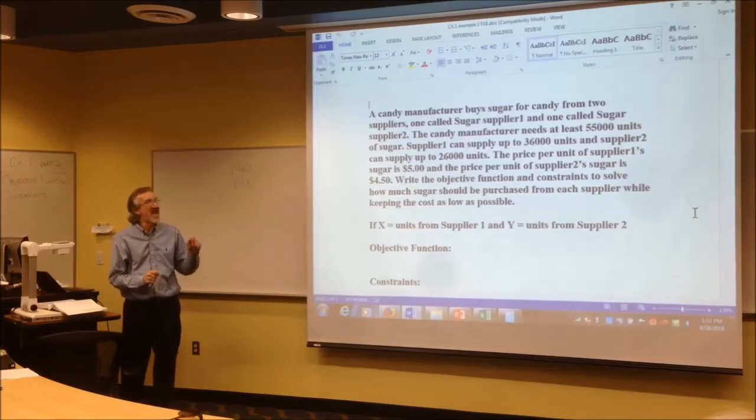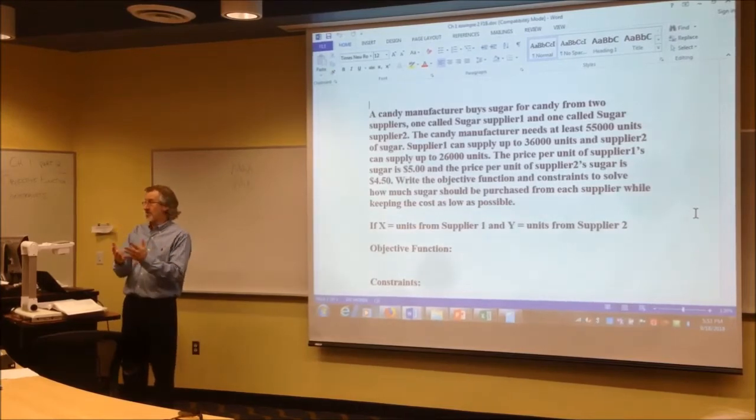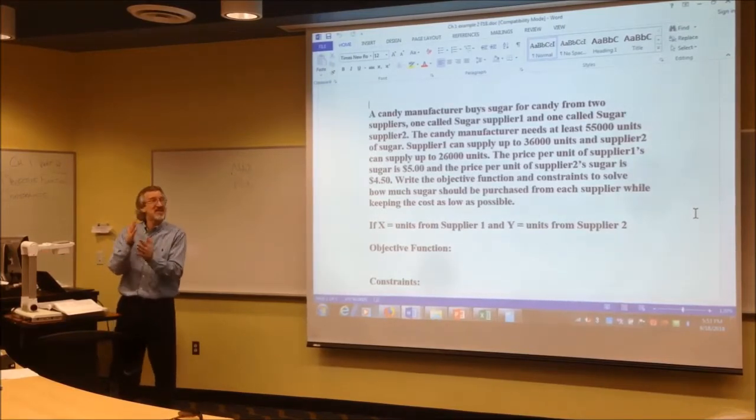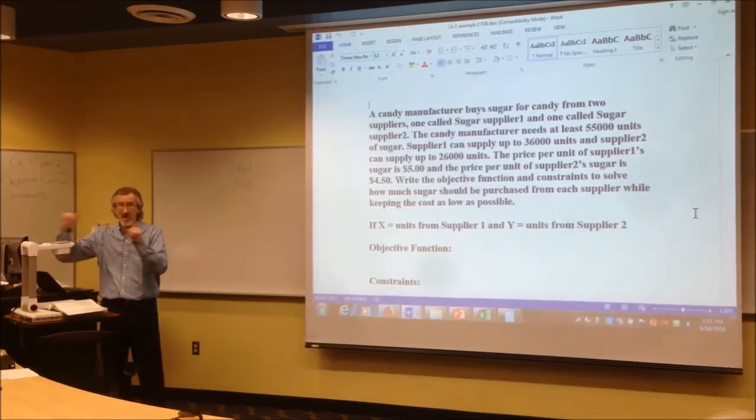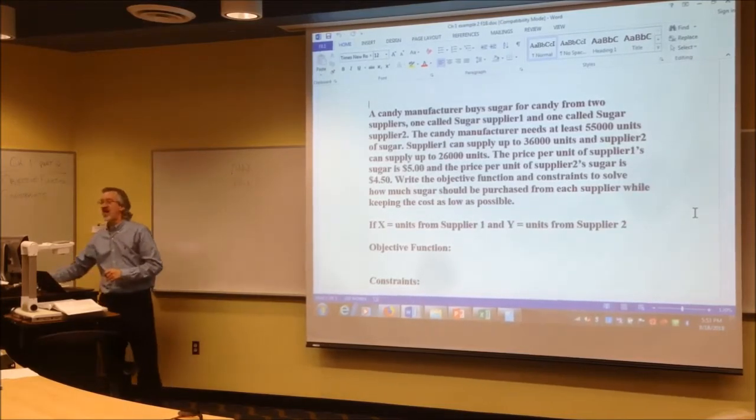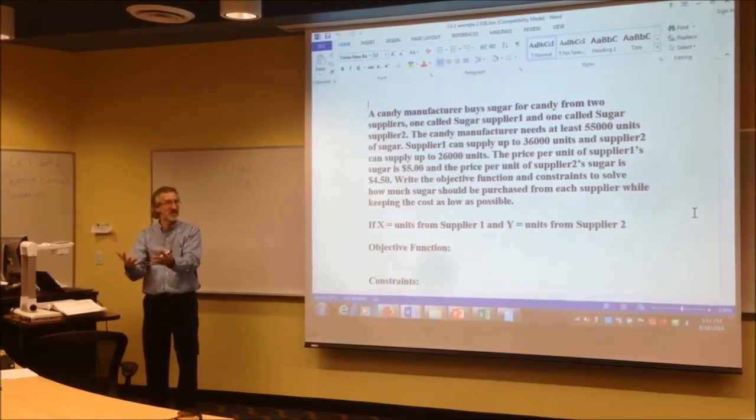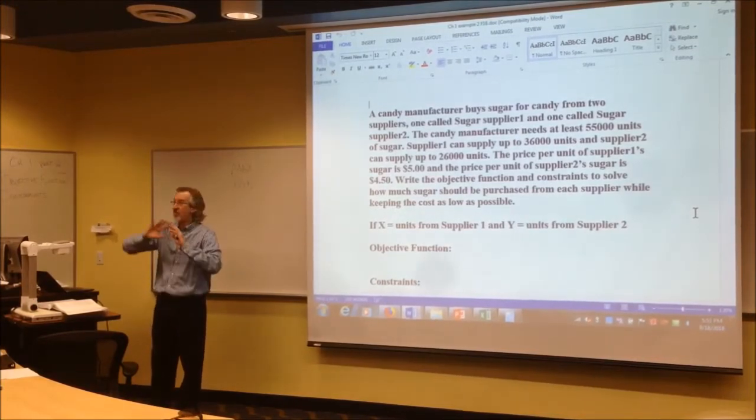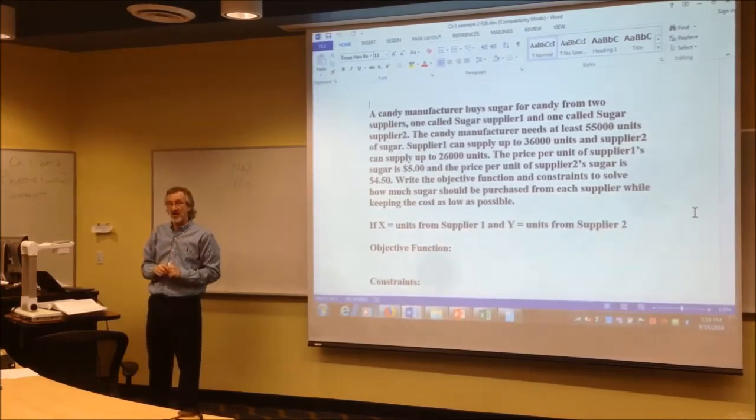The candy manufacturer needs at least 55,000. Now, even though it doesn't read like we have to get 55,000 or less, some people say that's a limitation. Even if it says we need at least 55,000, which means 55,000 or more, that's also a limitation. The limit is we're not going to buy less than 55,000 units. So when we see at least 55,000 units, we say, oh, that's a constraint, because it's not trying to tell us we're trying to get as much as we can or as little as we can. It's saying that we have to have at least 55,000 units of sugar for production, so we better get at least that much. And so that's going to be a constraint.